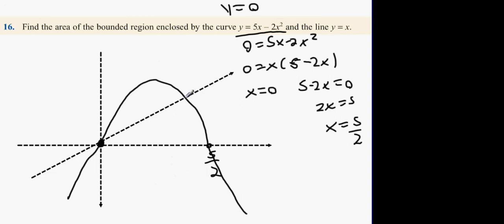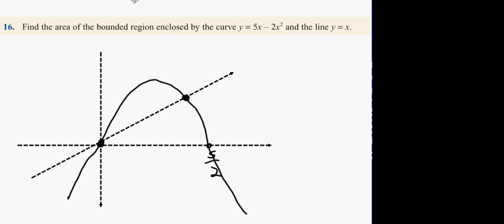Okay, excuse me. Where does the line intersect the curve? When the line intersects the curve, what you have to realize is that at these two points, the y value of the curve equals the y value of the line. This means that y equals y. Therefore 5x minus 2x squared equals x.